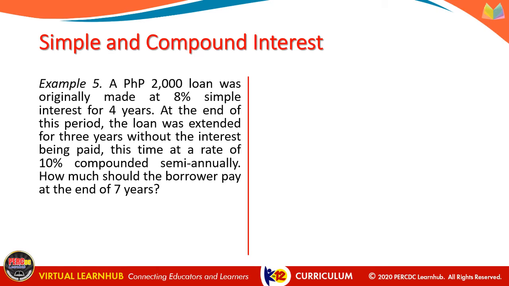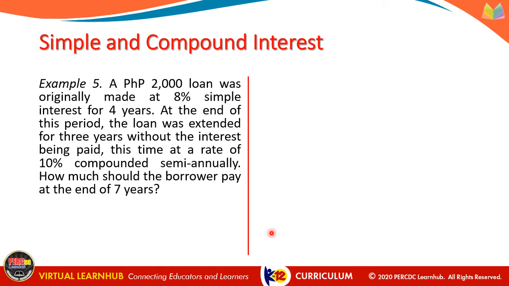Okay. Now let's have an example where there is simple and compound interest involved in the computation. Example number 5. A 2,000 pesos loan was originally made at 8% simple interest for 4 years. At the end of this period, the loan was extended for 3 years without the interest being paid, this time at the rate of 10% compounded semi-annually. How much should the borrower pay at the end of 7 years?